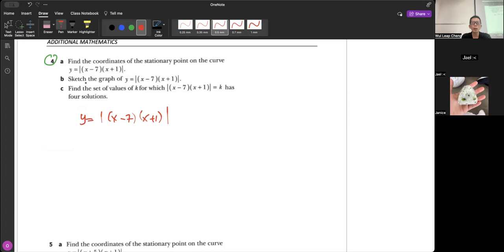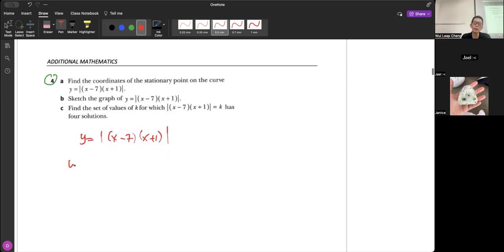Okay. So basically, if you want to do it faster, when y is 0, (s minus 7)(s plus 1) will be 0. So the s value is 7 or -1. Okay, this is the first thing.